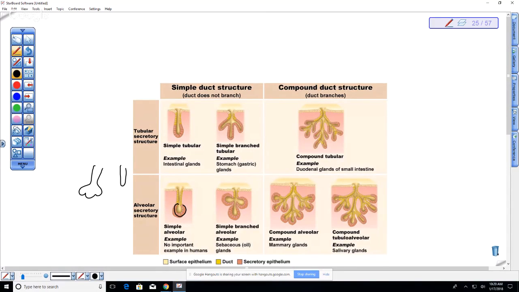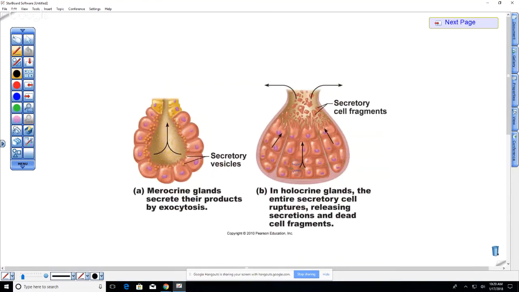Tissues, chapter 4, and then we're going to move to the skin. Okay. So we also can classify glands, exocrine glands, as being either merocrine or holocrine. So you need to write down merocrine and holocrine. So these are types of exocrine glands.